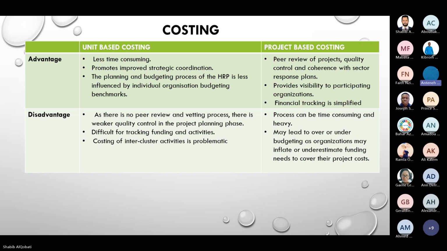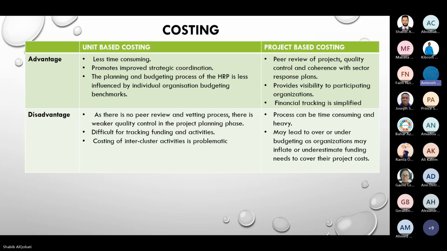In terms of disadvantages, unit-based costing doesn't necessarily involve a peer review exercise like project-based costing. You can discuss, of course, whether the per capita cost is okay with every partner. If there is any concern, then you just get some consensus on the per capita cost, but it doesn't require you to go through a peer review process of each project. So in that way, it's a more simplified process. The difficulty is that it is hard to track the funding received and the activities. That's really one challenge with unit-based costing.